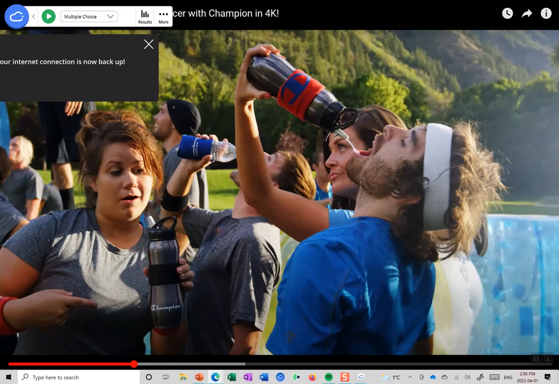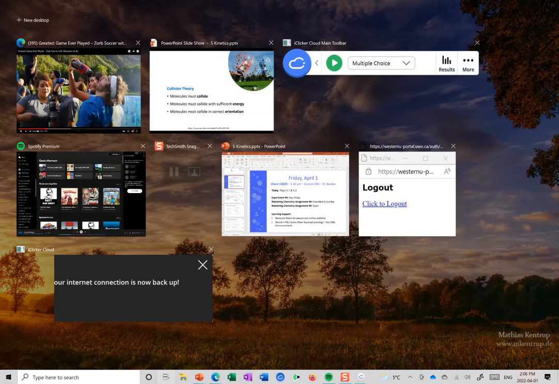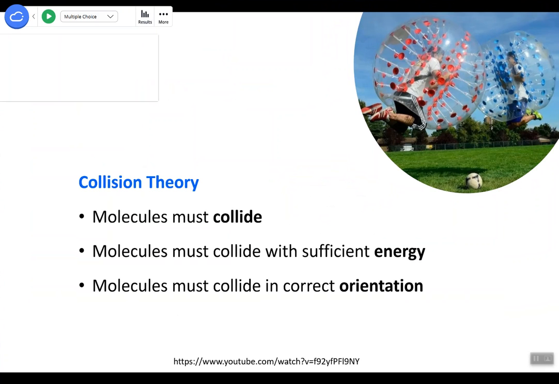Okay, so that's what we can imagine is happening when molecules collide, okay? So they have to smash into one another with sufficient energy to overcome that activation energy barrier.